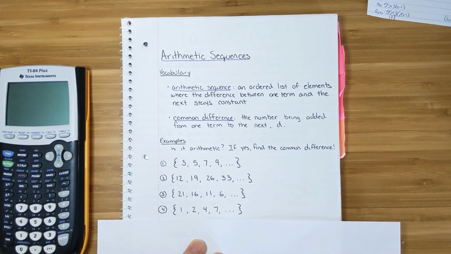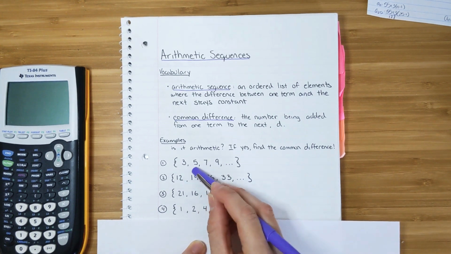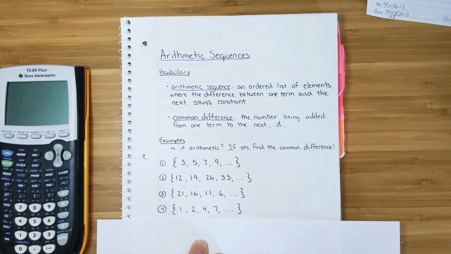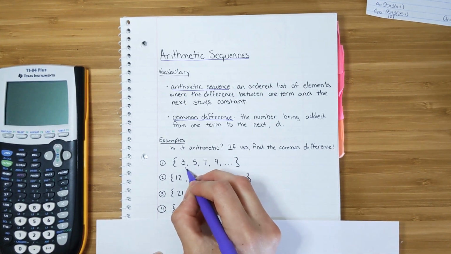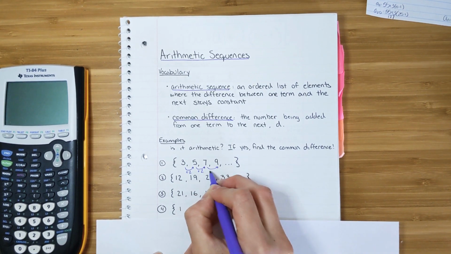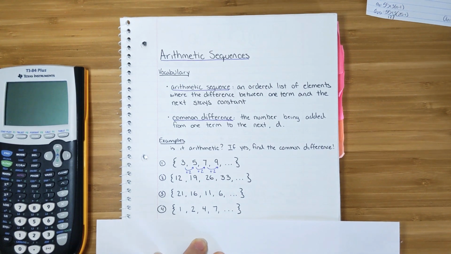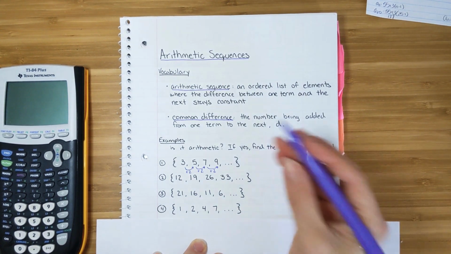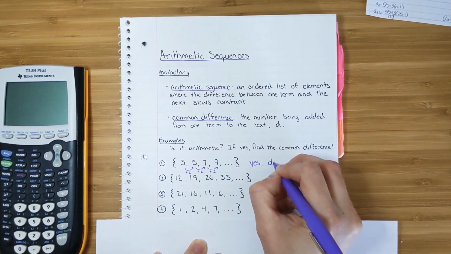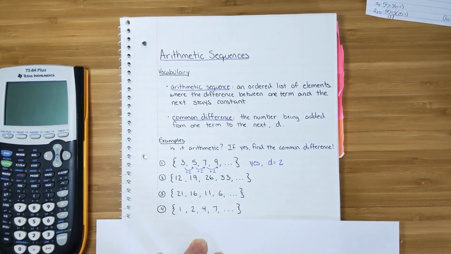Okay, if I look at the numbers 3, 5, 7, 9, keeping in the back of my head that I'm looking for a pattern of addition or subtraction, I'll notice that in order to get from 3 to 5, I would add 2. And the same thing happens adding 2 to get from 5 to 7 and 7 to 9. So yes, this is arithmetic, and the common difference D is the number 2 that I'm adding every single time.